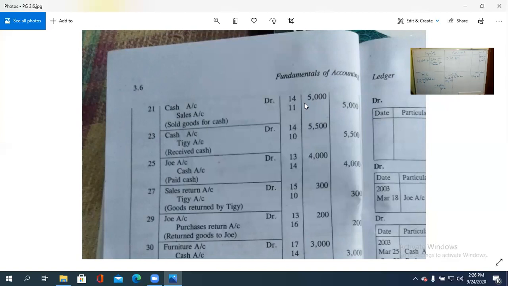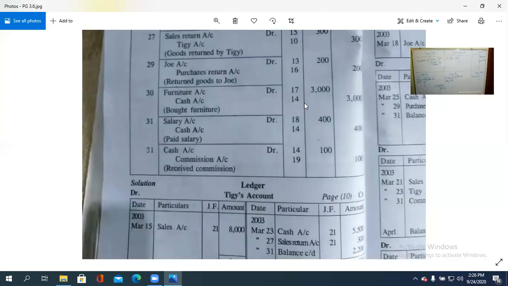Then another account, furniture account debtor to cash. So here I will write furniture to cash. How much is it? 3,000. And buy furniture account debtor to cash. So buy furniture 3,000.